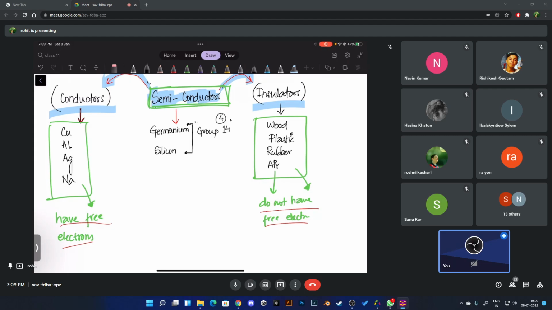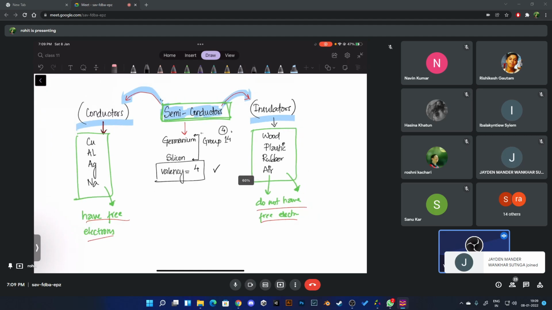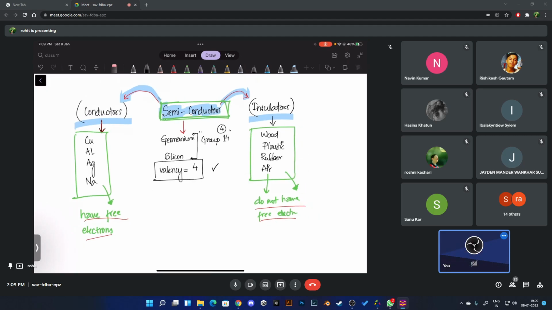Okay, you know why? Because the valency of germanium and silicon, both have how much valency? Valency of 4. Both of them have valency of 4, and they do not have free electrons. But there are situations where they will also have what? Free electrons, and there are times that they don't have free electrons. Sometimes they have free electrons, sometimes they don't.